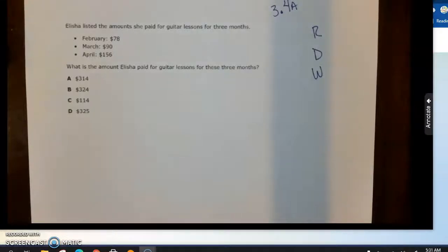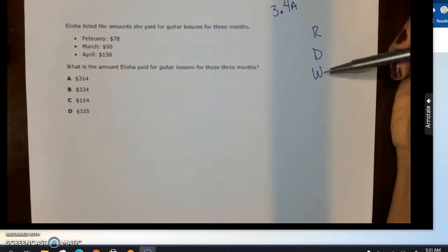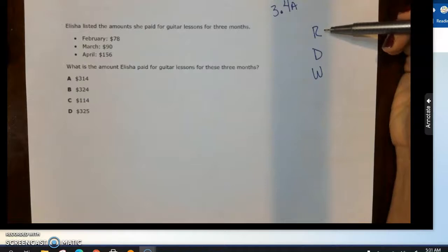All right, boys and girls, we have another question from our addition and subtraction word problems. So again, we're going to apply our RDW approach. So our first step is to read the problem.